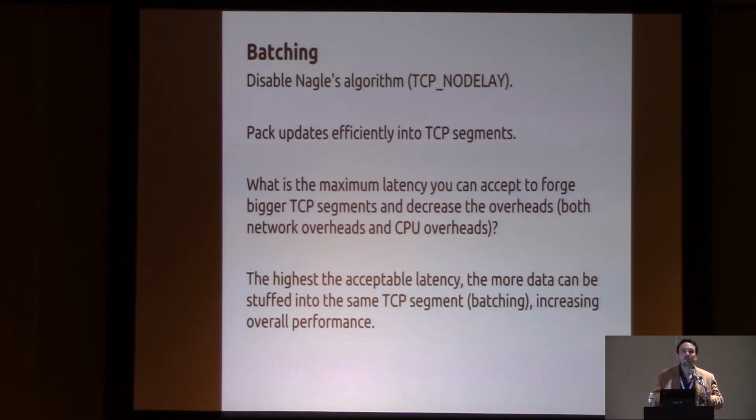But if you wait too much to collect more data to forge larger TCP packets, of course, you are delaying the delivery of the original data, so you're increasing latency. So this is a very important topic. Decide your trade-off between latency and optimization. If you're able to apply a 30 milliseconds delay on all of your data, good. It means that you can wait 30 milliseconds in order to collect more data and send a more efficient TCP stream on the network.